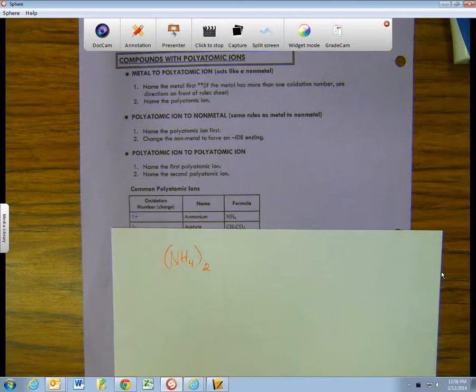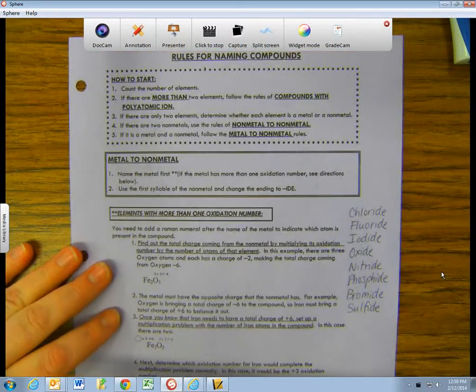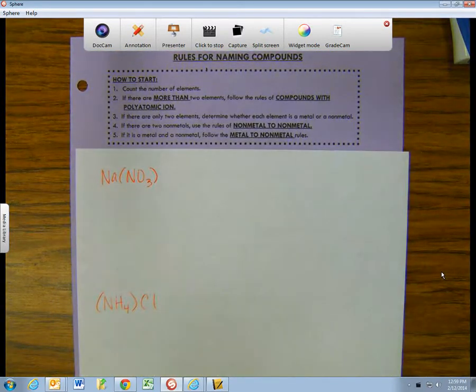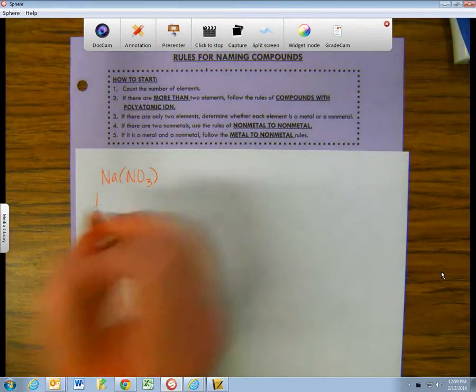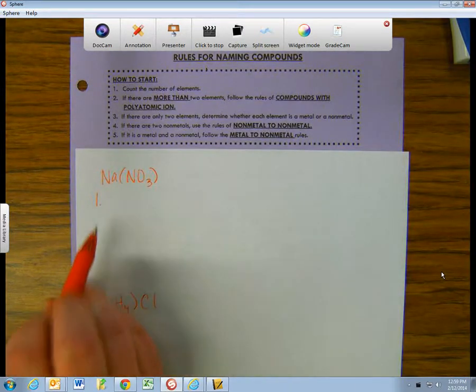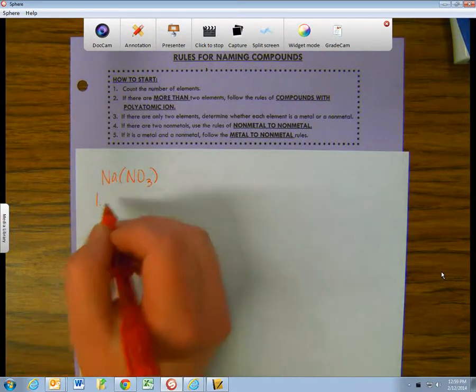Okay, so what we're going to do, I'm going to take you through 4 different problems that have polyatomic ions, and we're going to start on the front side of your rule sheet, just like we usually do. We're going to start with the rules, and we're going to count the number of elements. So with this first one, NaNO3, we're going to count how many different elements we have. We have Na, we have N, and we have O. So we have 3 total elements.